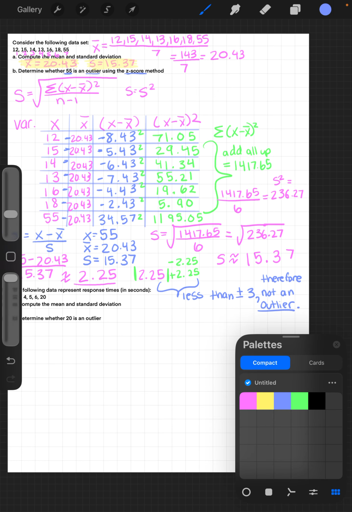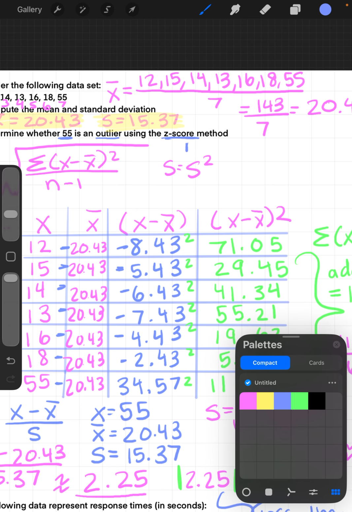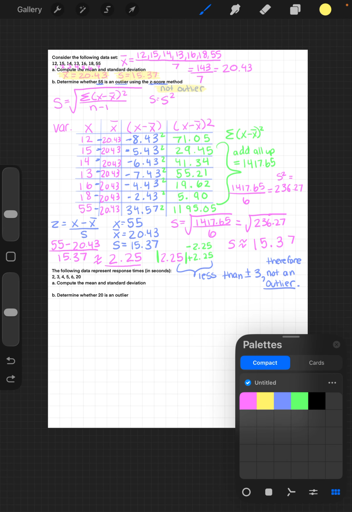So, using the z-score method, 55 is not an outlier. And once we keep doing it, it'll be easier to get the gist. So, this is the first problem. And now I'm gonna do the second problem.